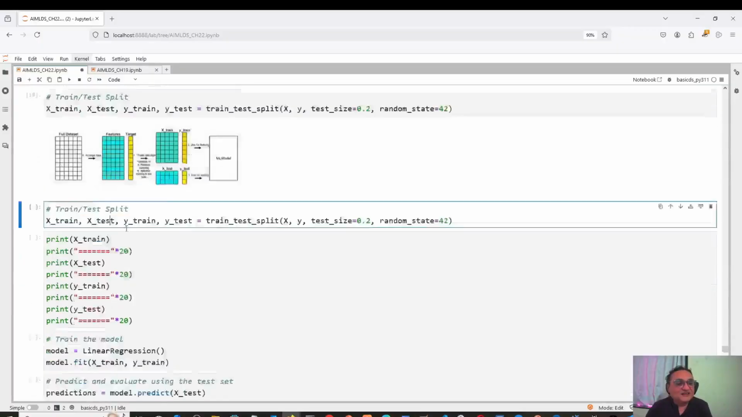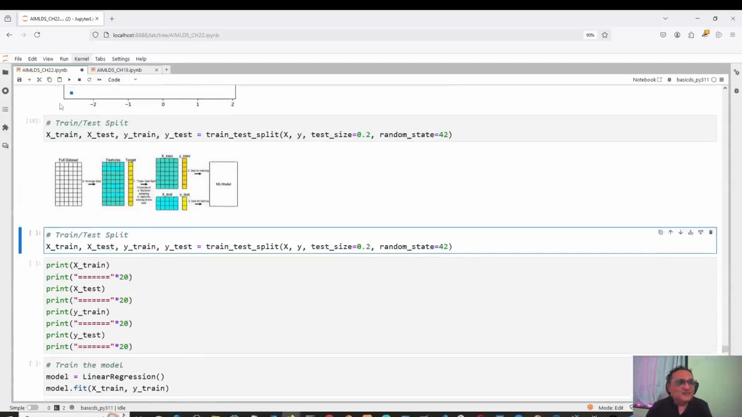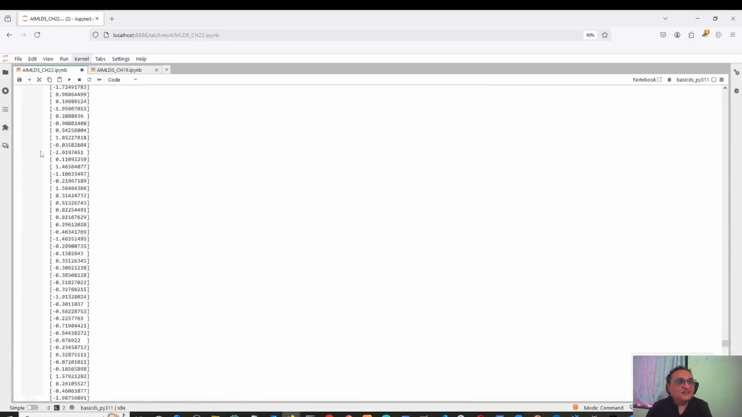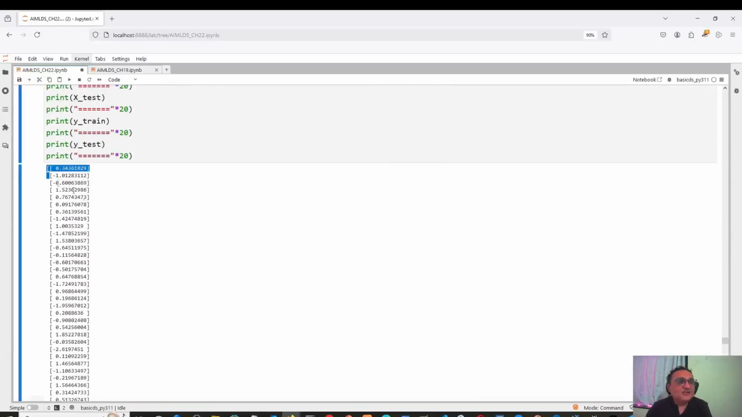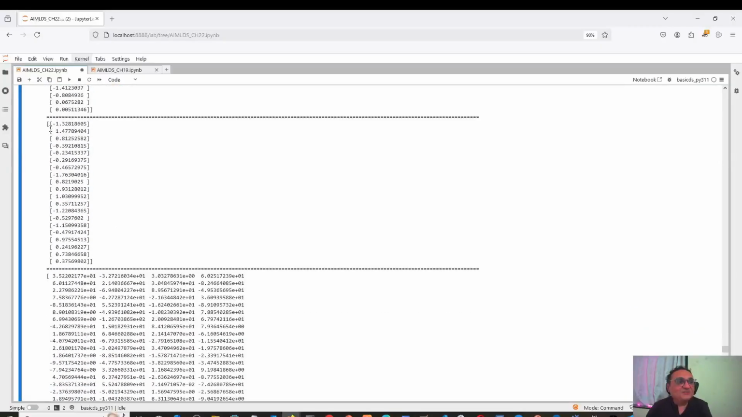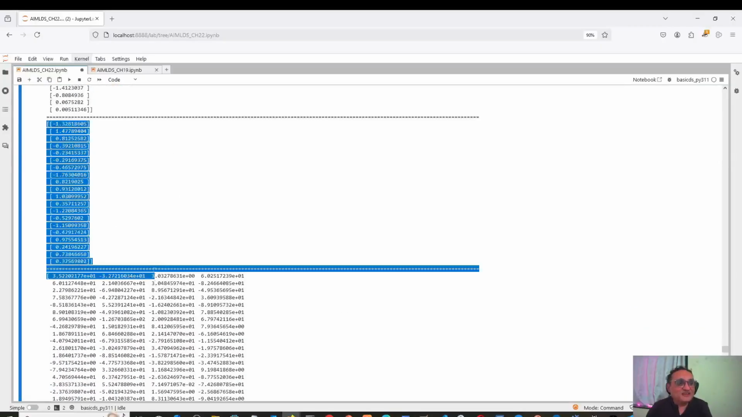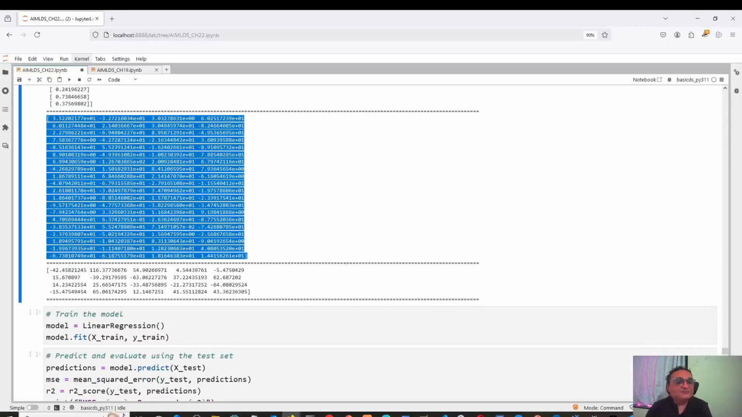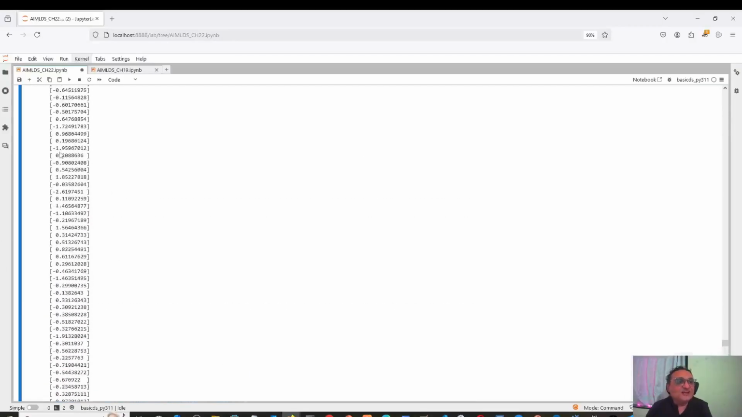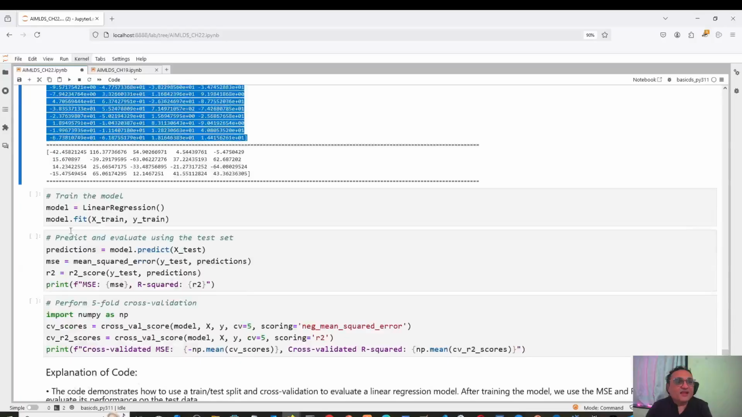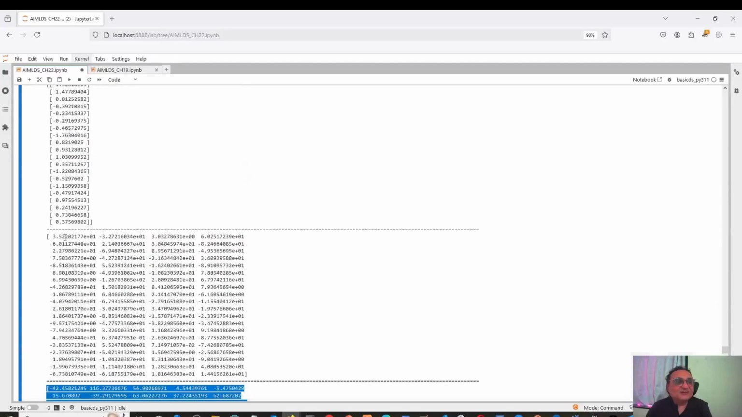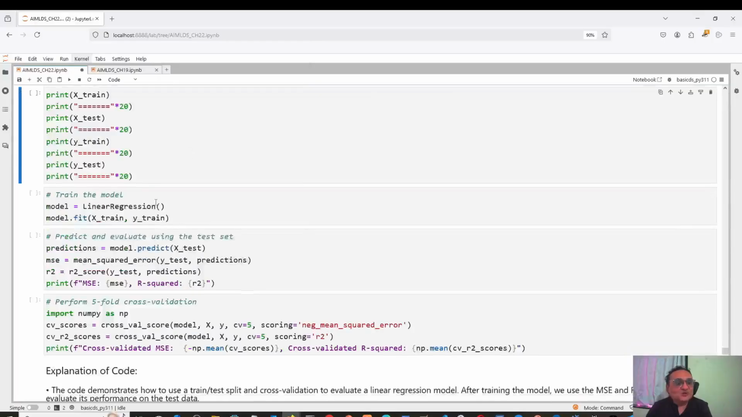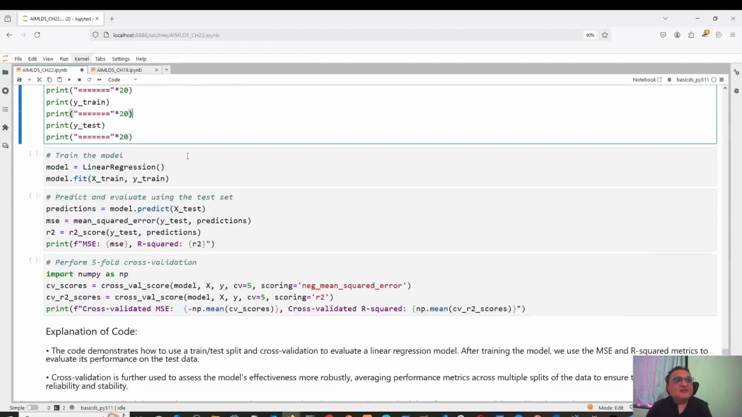So that is done. Now, this is again the same step being repeated. Now I will print them. You can see that this is my X train, 80 rows. This is my X test, the last 20 rows. This is my y train, the corresponding labels for those 80 rows of X train, and this is my y test. Again, this cell's output I am deleting because I don't want to scroll up and down a lot.